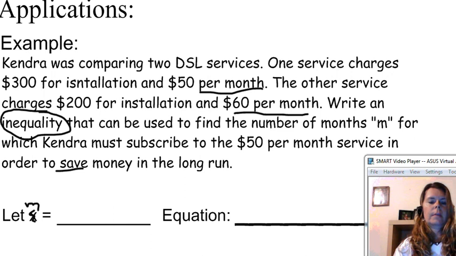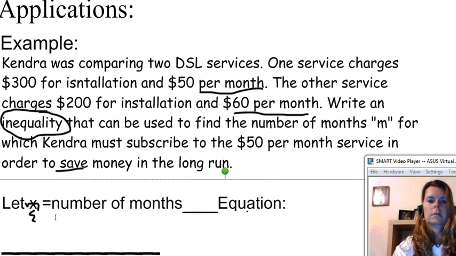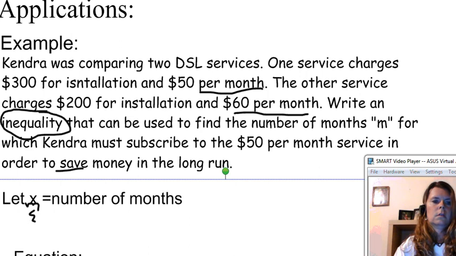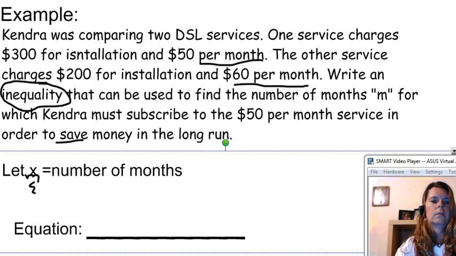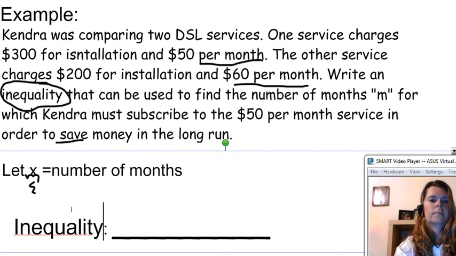Okay, so m again is the number of months, because it says right here, find the number of months m. So I'm going to type this again, number of months. And so our equation, actually it says equation, and you can cross this word out and actually put inequality, because it doesn't tell us to write an equation, it says inequality. Okay, so our inequality is this.